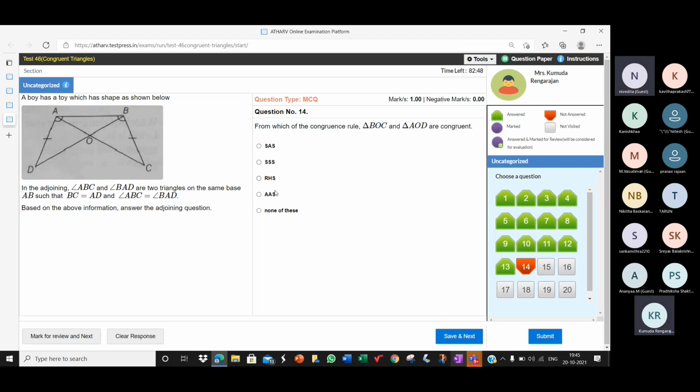So children, it is AAS: two angles and some other side. One pair of vertically opposite angles, and then this angle is equal to this angle, CPCTC from the congruency of the earlier two triangles, and then AD is equal to BC, given. Two angles, some other side, they're congruent.